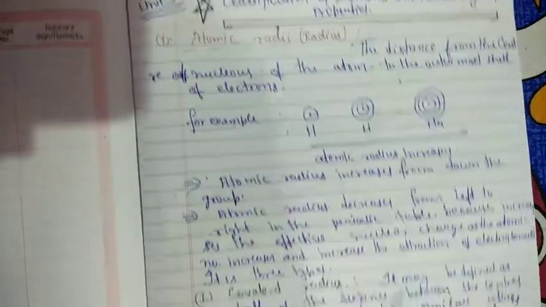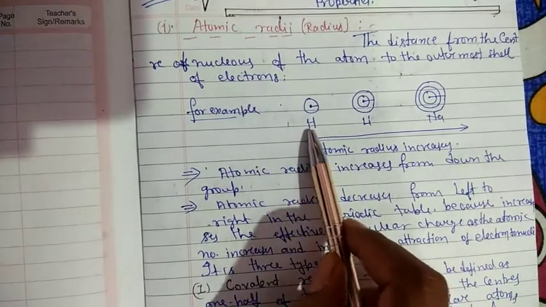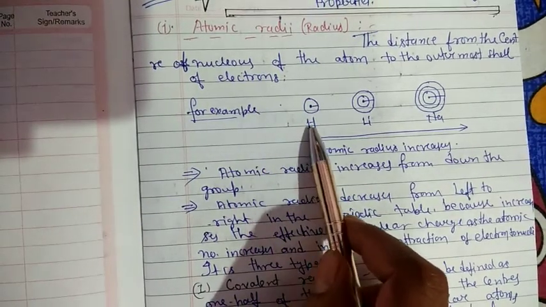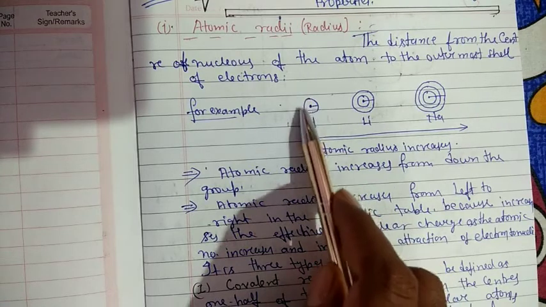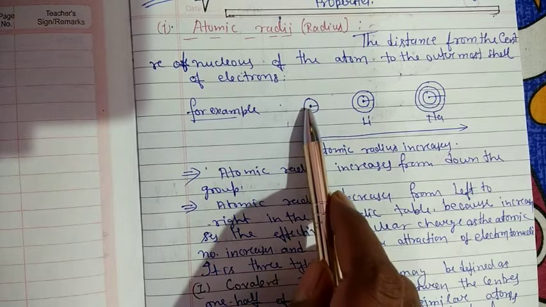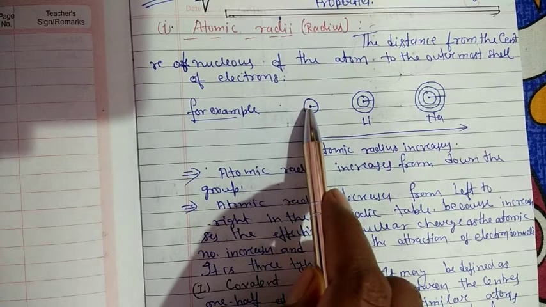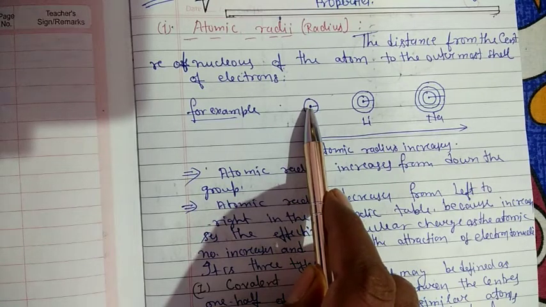We take examples. For hydrogen, the atomic number is 1. So the number of electrons present in the first shell is 1, and the center of the nucleus is present in the center of the atom. So the distance between the outermost electron and the center is called atomic radius.